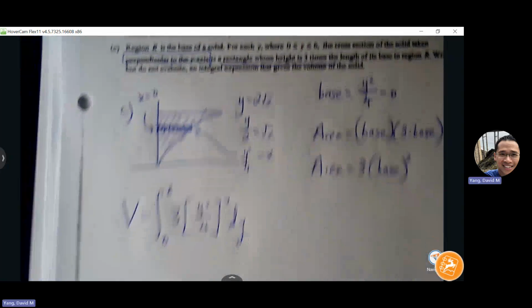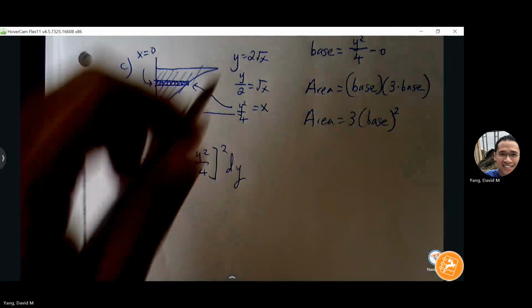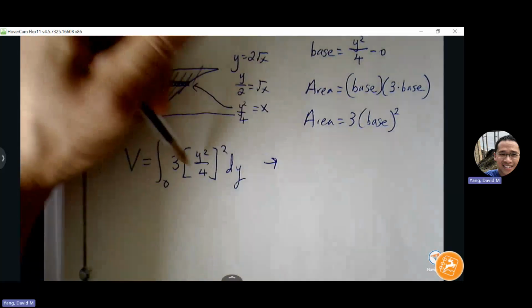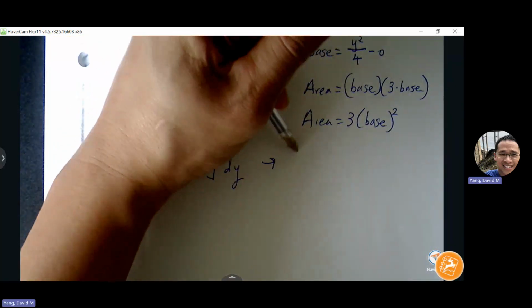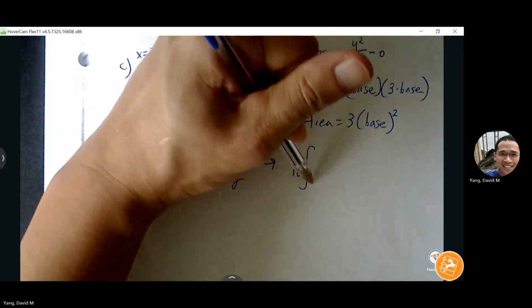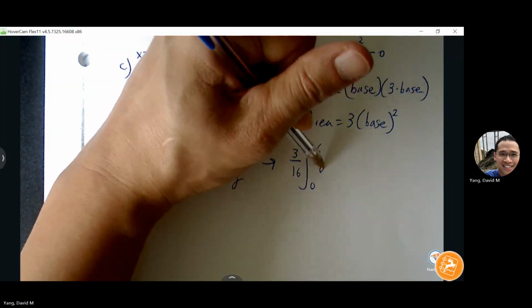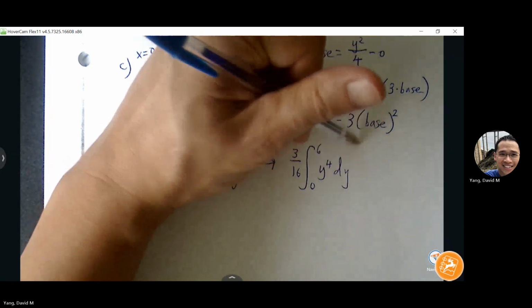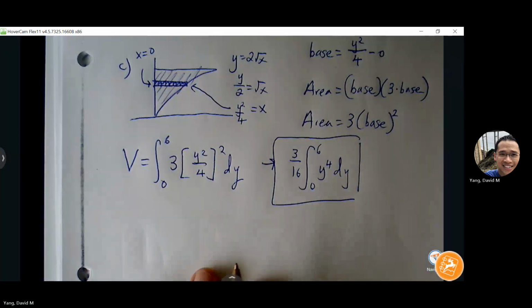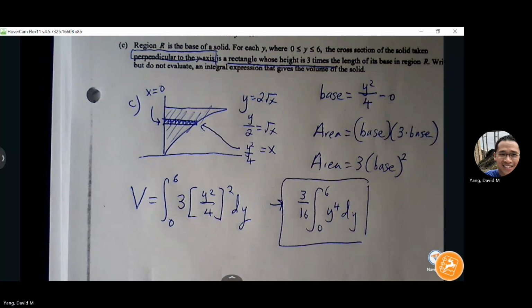Okay, we just have to set it up. Do not have to evaluate this. This is fine, or maybe you can clean up a little bit more here, 3 over 16. Okay, let's go to page 24. Try that one.